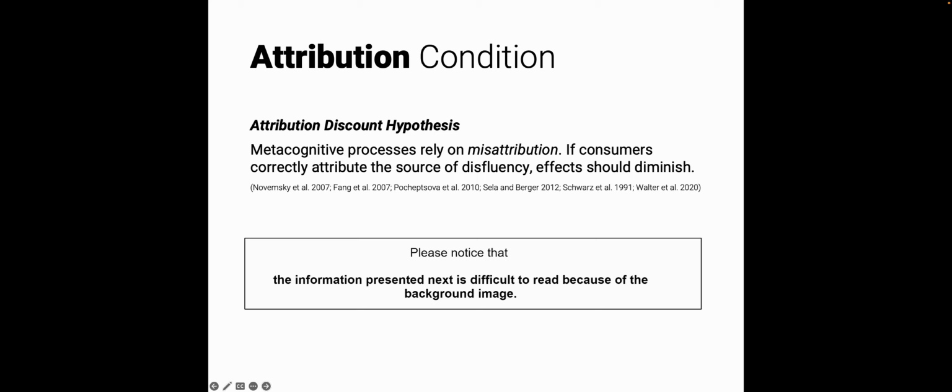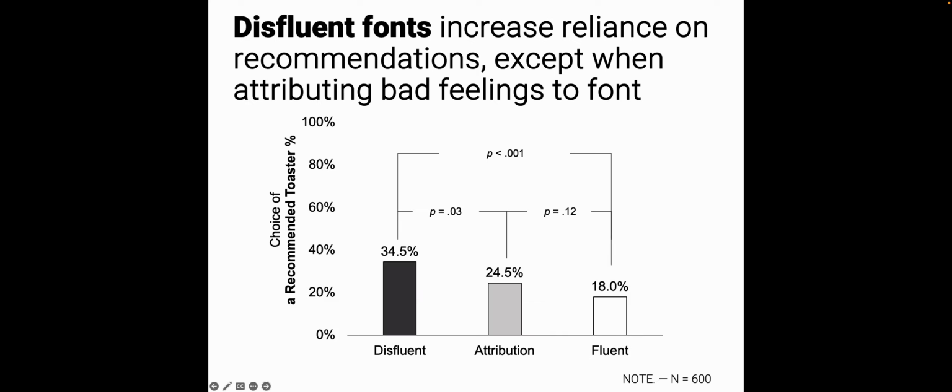Thus, in this experiment, we added a third condition where we warned participants about the source of disfluency. We said, please notice that the information presented next is difficult to read because of the background image. And this manipulation diminished the effect of disfluency. You can see that the new condition was not significantly different from the fluent condition.